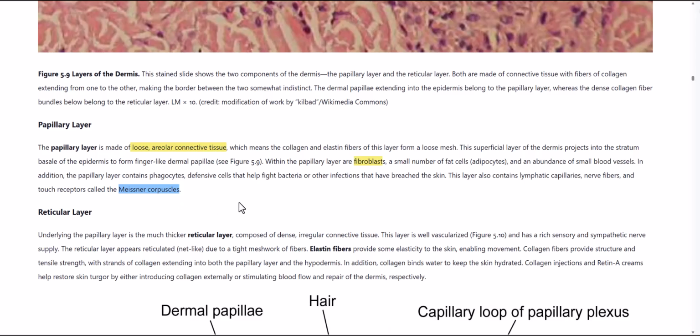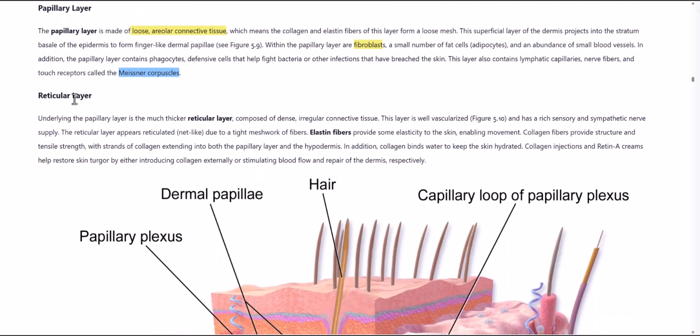These are nerve endings that allow us to feel things a little bit deeper than those Merkel cells, which were more superficial. In that reticular layer, remember reticular means a network, that's where we have that much thicker, dense, irregular connective tissue, an even greater amount of elastic fibers, a very significant amount of collagen fibers giving the strength, and this is also going to help us hold everything together.